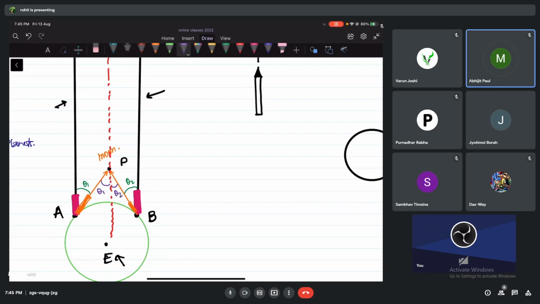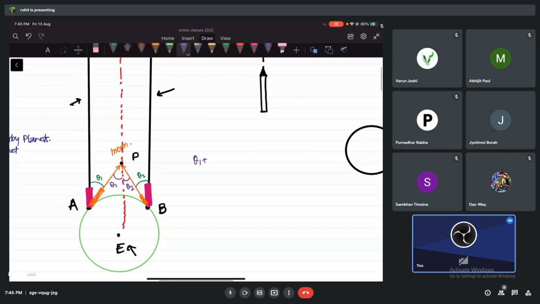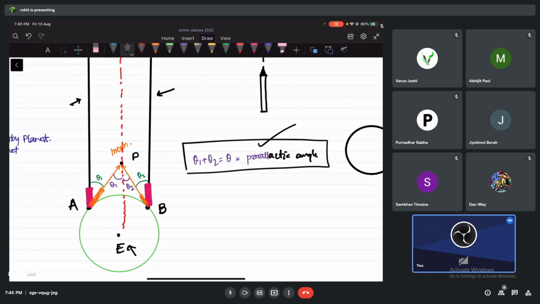Okay, so now this theta 1 plus theta 2, I can call it theta, and this is what is known as the parallax angle. Not parallax angle, but parallactic angle actually. So we can measure this angle. That's one advantage. Now what is the other thing that we need?